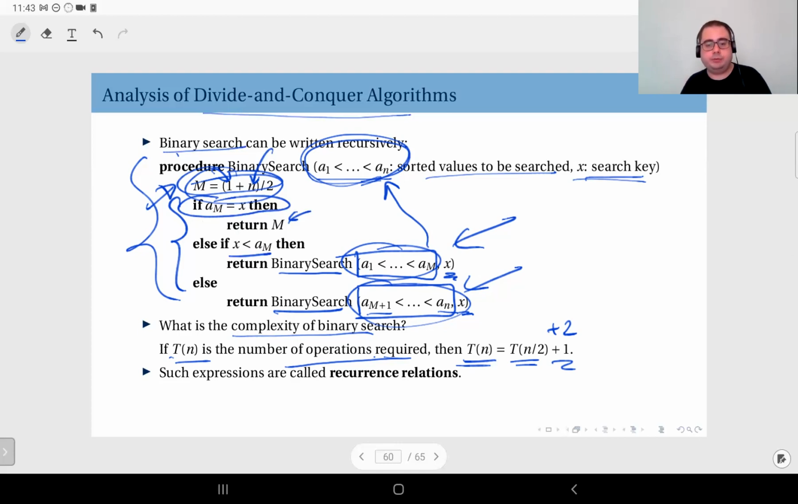at this point, we have to realize the analysis of divide and conquer algorithms is a little bit more involved than iterative algorithms, because it's not straightforward how many executions of the operations are required. So we are going to leave this here for the time being, and such expressions are called recurrence relations, and we are going to talk about recurrence relations next week. And at the end of that class, we will be able to determine the complexity of such divide and conquer algorithms.